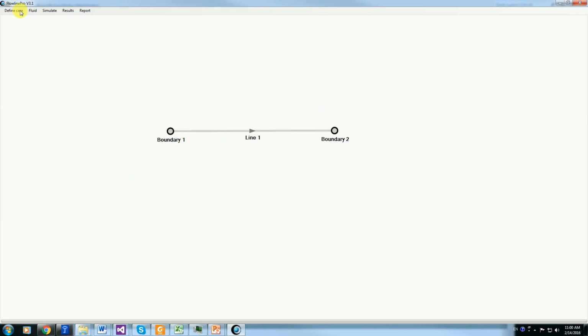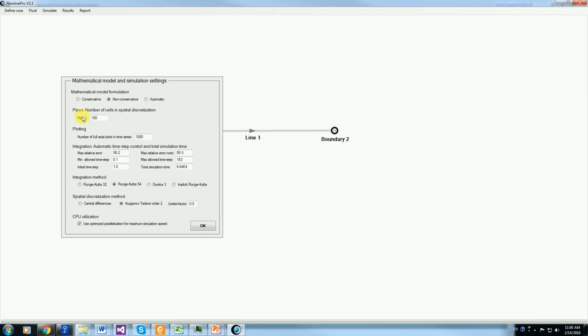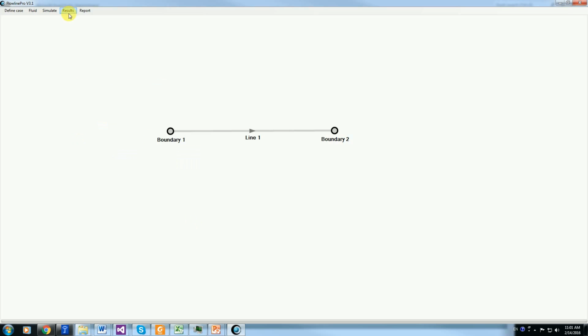We can change the settings slightly also. Instead of having 100 cells, when the pipe breaks, it becomes quite dramatic near the break. So in order to capture that better, we increase the number of cells to 400. That will make the simulation slower, but we can just skip the simulation time in the video. So there it starts with the steady state first, and now it goes into the transient simulation.